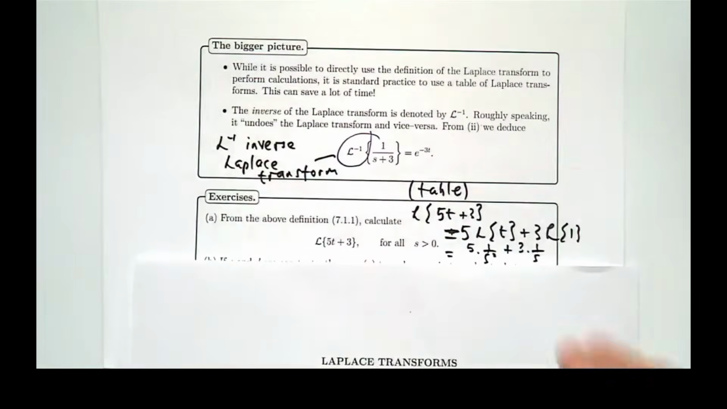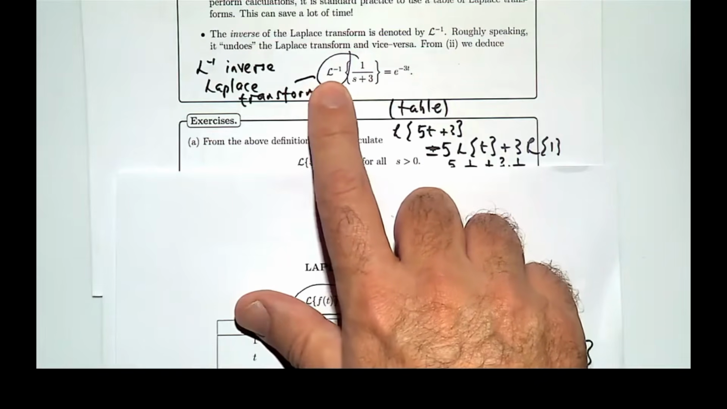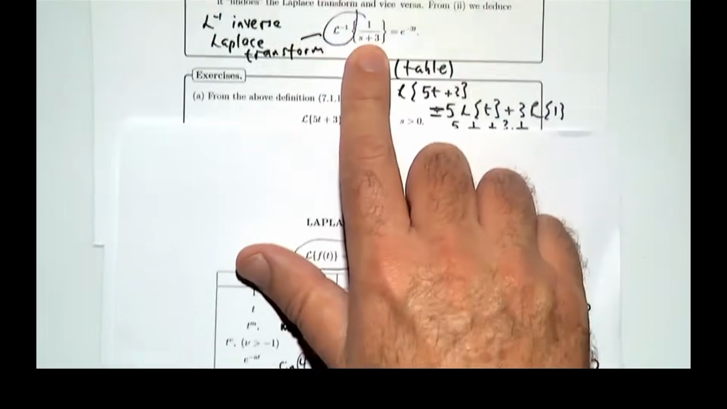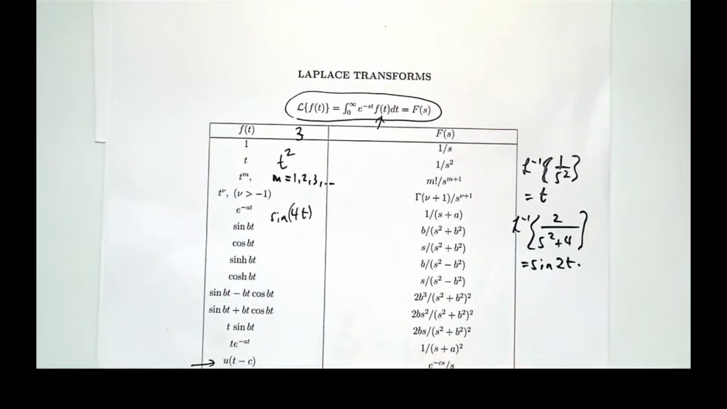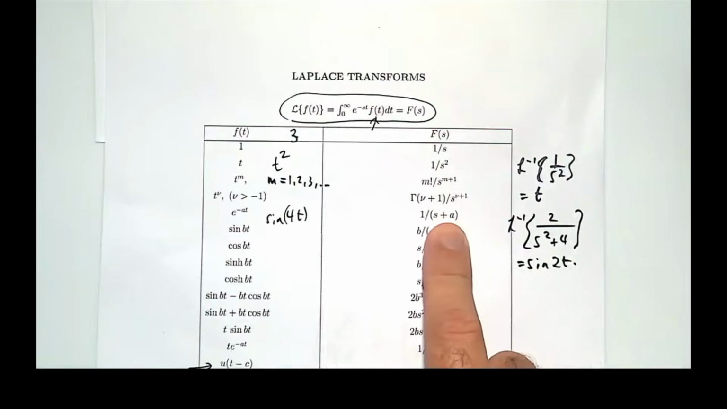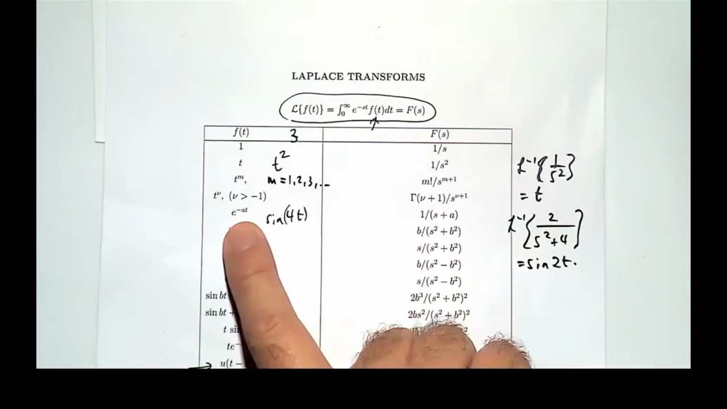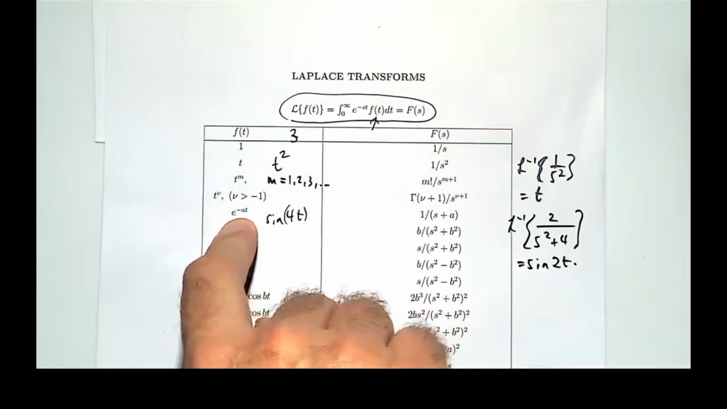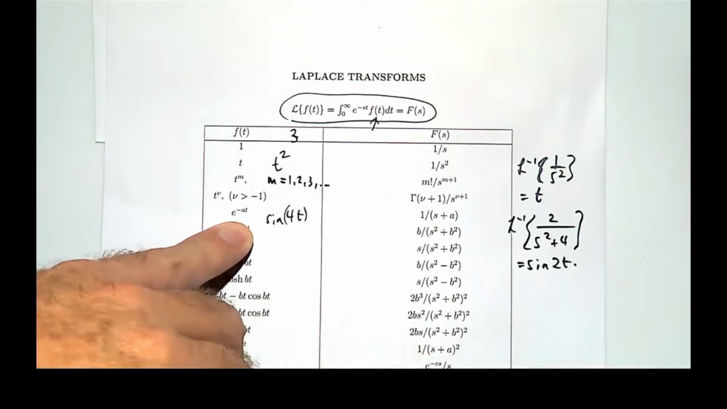Okay, so let's have a look here. The inverse transform of 1 on s plus 3. Let's have a look at that. Right? Well, go back, go down. 1 on s plus a. So if a equals positive 3, I look across and it would be e to the negative 3t. Okay?